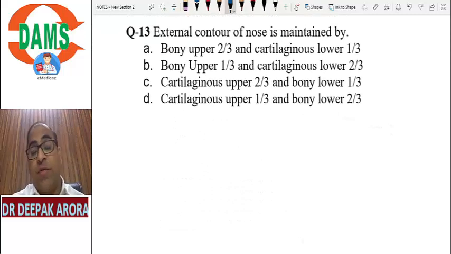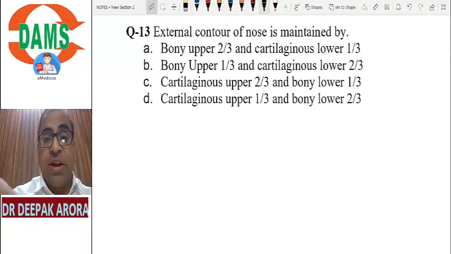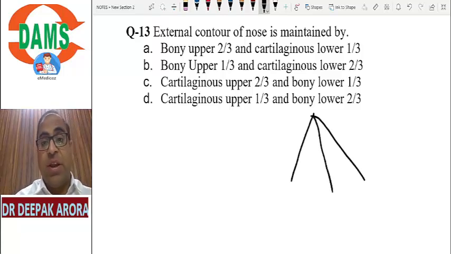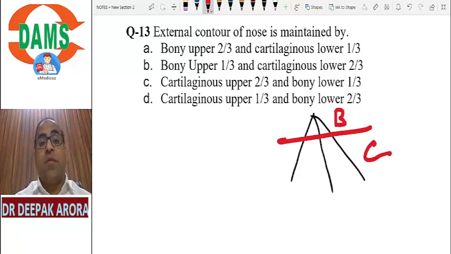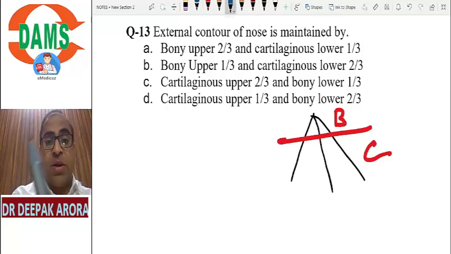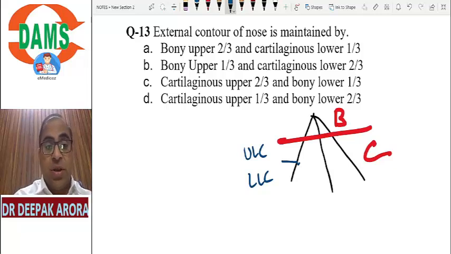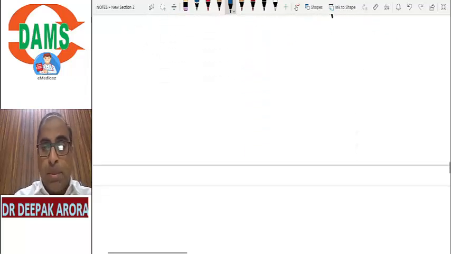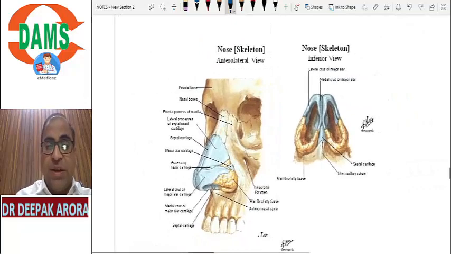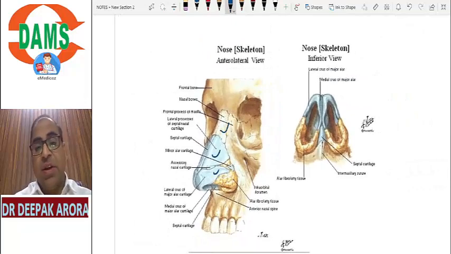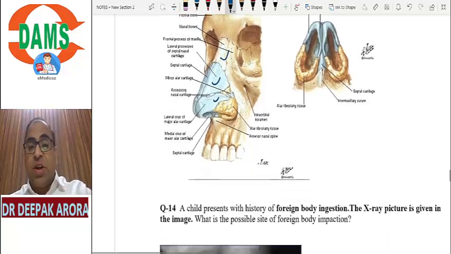External nose. The contour of the nose is maintained by. So always remember, when I draw a nice line diagram of the nasal cavity, the upper one third is bony, the lower two thirds is formed by cartilage. This cartilage part is further divided into two parts, upper lateral and lower lateral cartilage. So among the four options, option B: upper one third is bony and the lower two thirds is the cartilage part. This is the basic anatomy of your nasal cavity. I have given you nice slides where it is clearly seen. These are three important parts of the external contour of the nose.